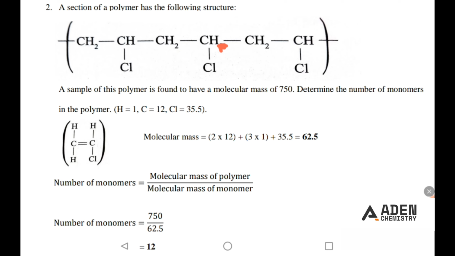Then next, the number of monomers is given by the molecular mass of the polymer, which is given here as 750, divided by the molecular mass of the monomer, which we have gotten as 62.5. So the number of monomers will be equal to 750 divided by 62.5. What I'm going to get there will be 12. So 12 will be the number of monomers in that polymer.